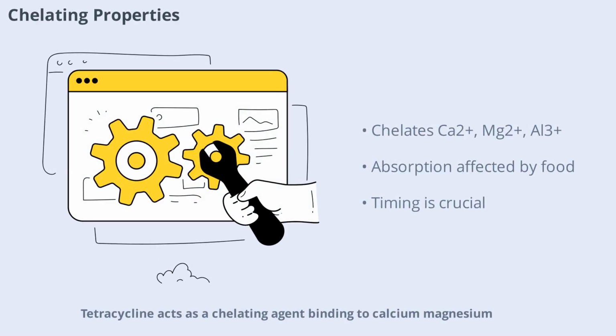Tetracycline acts as a chelating agent, binding to calcium, magnesium, and aluminum ions in the gastrointestinal tract. This chelation affects absorption, especially with calcium, leading to poor uptake if taken with food. Therefore, it's recommended to take tetracycline either half an hour before or after meals. Understanding this property is crucial for maximizing the drug's effectiveness and avoiding reduced absorption.